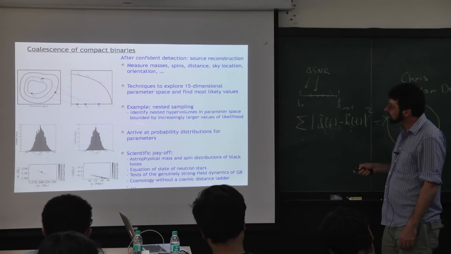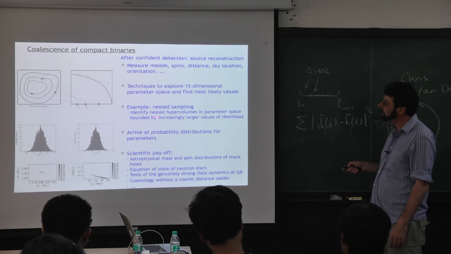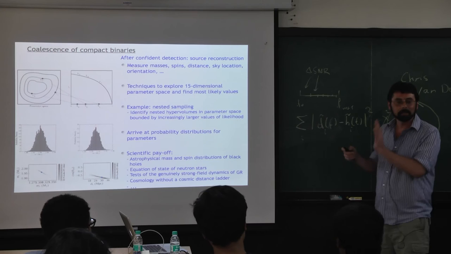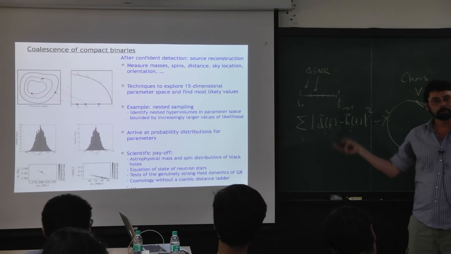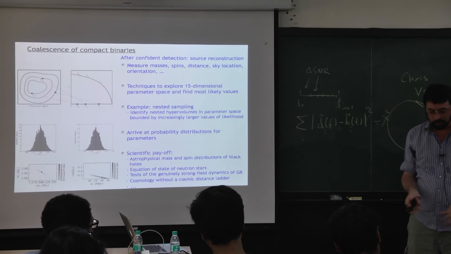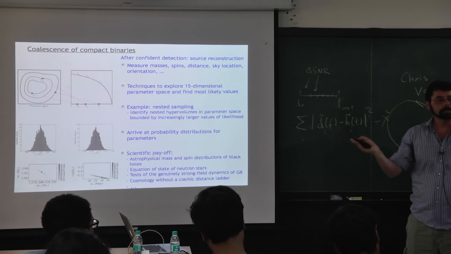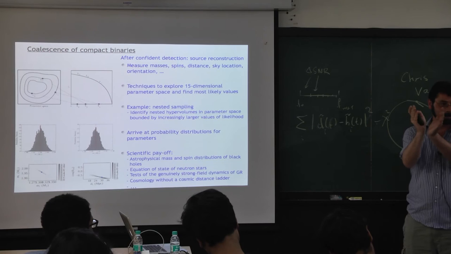One that will have a couple of lectures devoted to it is called nested sampling. I'm not going to go into detail here because we'll get back to that in a major way. But nested sampling means you take your huge dimensional parameter space and you identify hypersurfaces in that parameter space that are nested inside each other and that are guaranteed to converge to some patch in this huge dimensional parameter space where the likelihood is the highest.